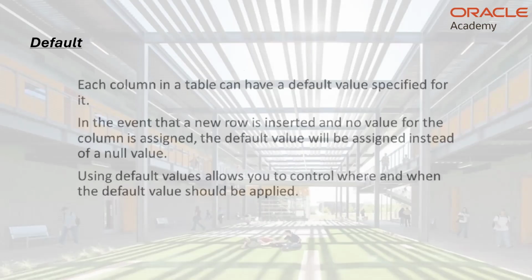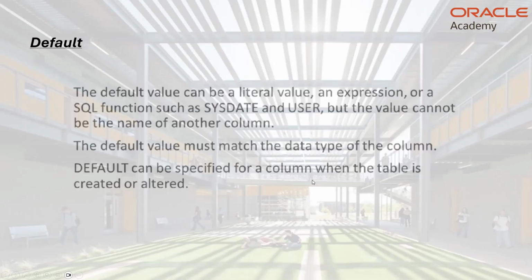All right, default. The idea of default values. Each column in a table can have a default value specified for it. So in the event a new row is inserted and no value for the column is assigned, the default value will be assigned instead of null, which is important. Using default values allows you to control where and when the default value should apply. The default value can be a literal value, an expression, or a SQL function such as sysdate and user. But the value cannot be the name of another column. The default value must match the data type, and the default can be specified for a column when the table is created or altered.